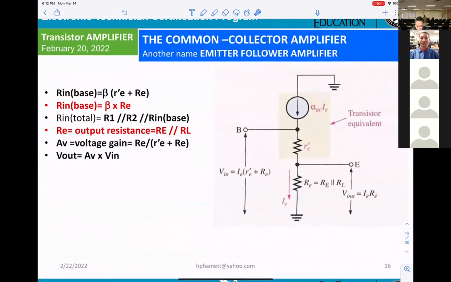R in base means you're looking into the base. You're looking here, and what they said, you can get R prime E plus RE, times beta.